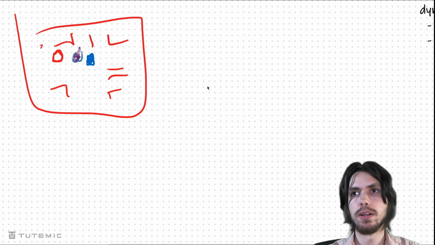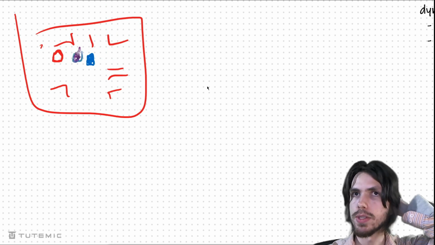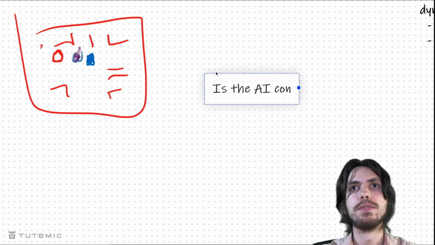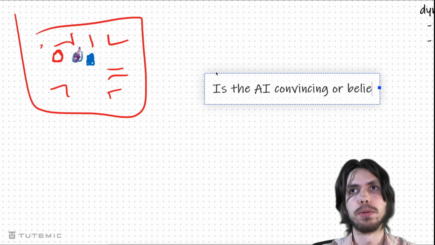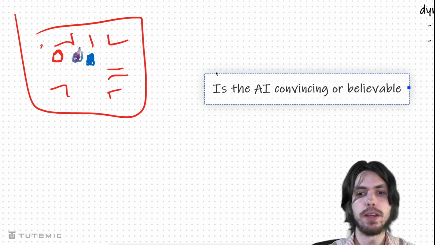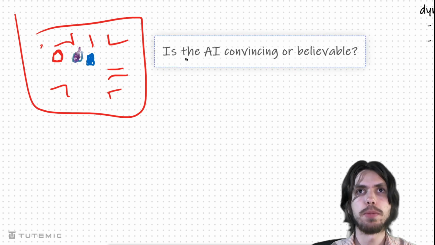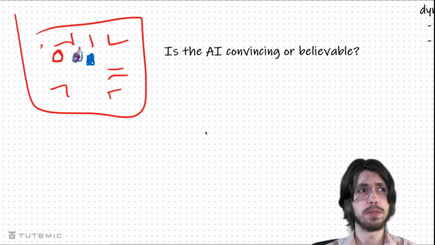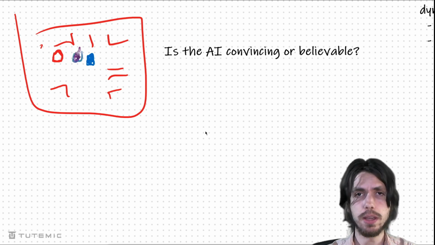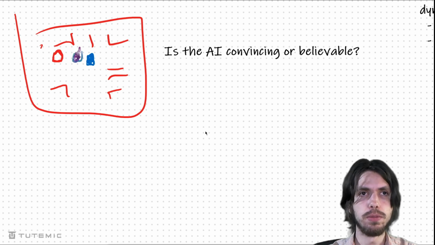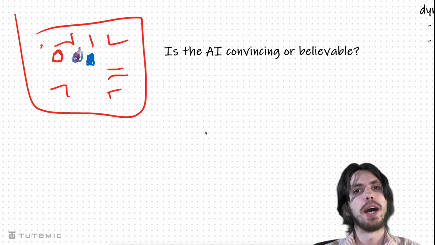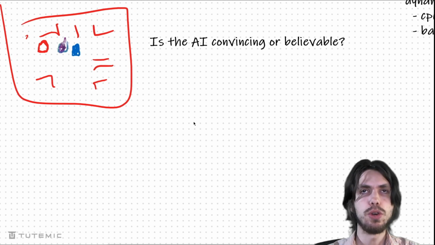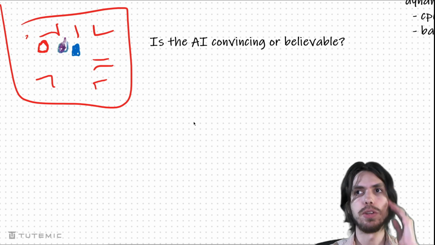And then sometimes there's the question of whether the AI is convincing or believable. If we're just talking about a platformer game, then who cares, whatever. But if we're talking about a game where the AI is supposed to resemble natural human motions and decision making, not to the level of machine learning, but rather that it looks believable.